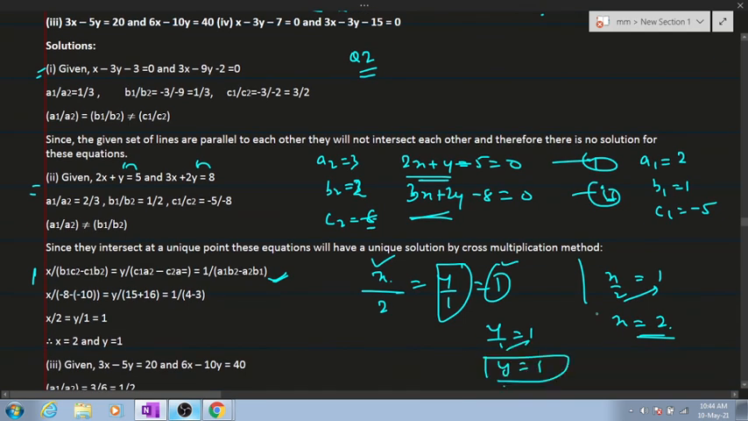This is the easiest and the fastest way to calculate the values of x and y. Clear, everyone? You just have to keep this formula in mind. After substituting each and every value, you will get the answer simply. Clear?